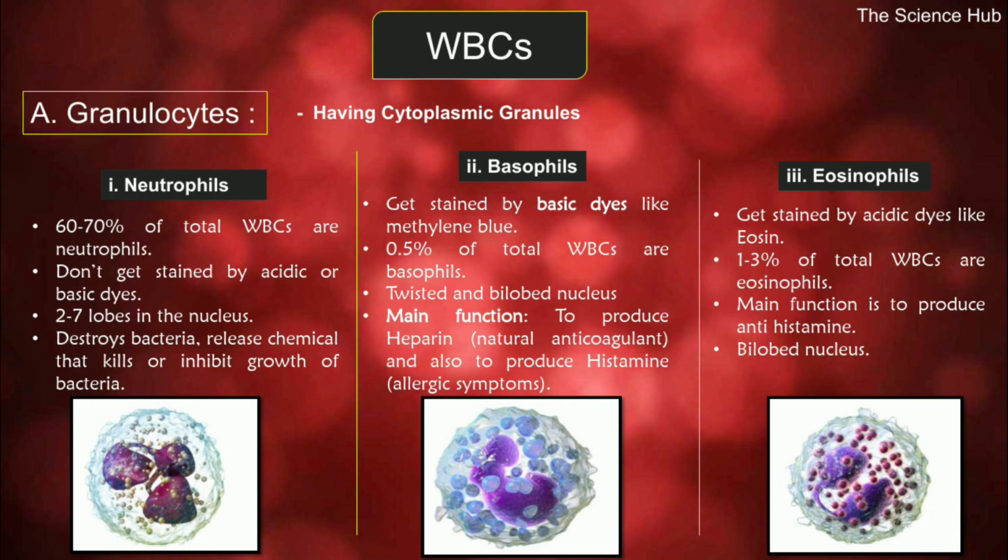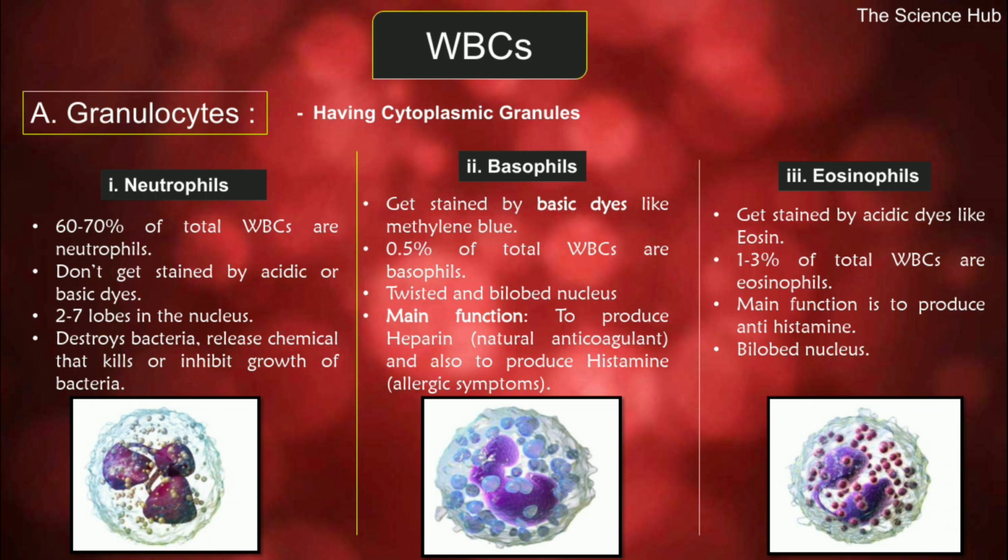Basophils. They get stained by basic dyes like methylene blue. They make up 0.5% of total WBCs. They have twisted and bilobed nucleus. Their main function is to produce heparin, which is a natural anticoagulant, and also to produce histamine, which is responsible for the allergic symptoms of the body.